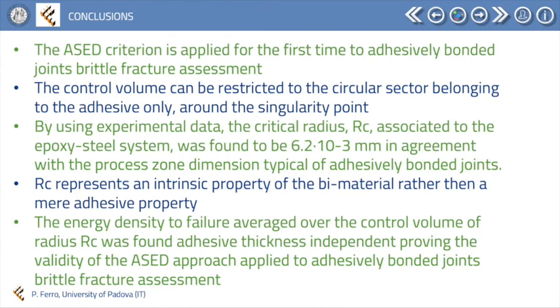By using experimental data coming from literature, the critical radius RC associated to the epoxy-steel system was found to be 6.2 multiplied by 10 to the minus 3 mm. This low value compared to monomaterial systems, for example welded joints, is in agreement with the process zone dimensions typical of adhesively bonded joints and represents an intrinsic property of the bimaterial rather than a mere adhesive property.